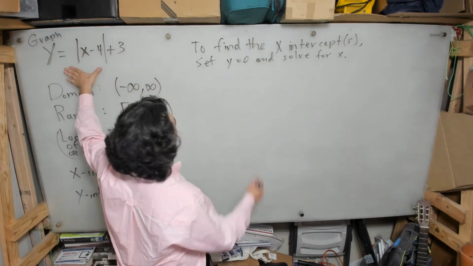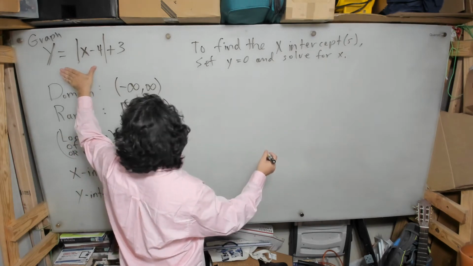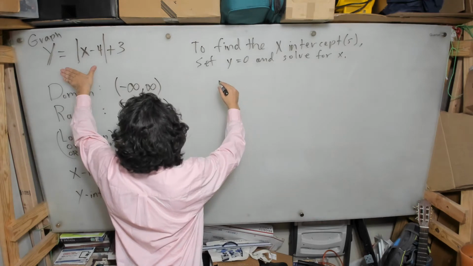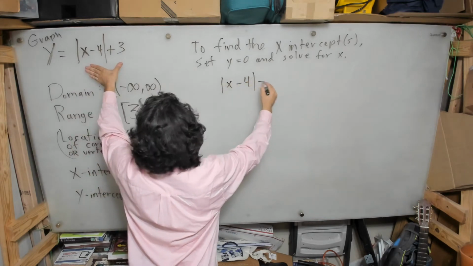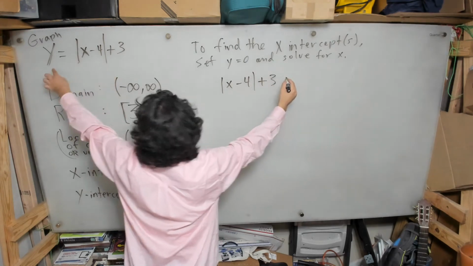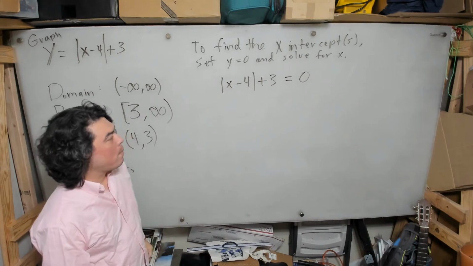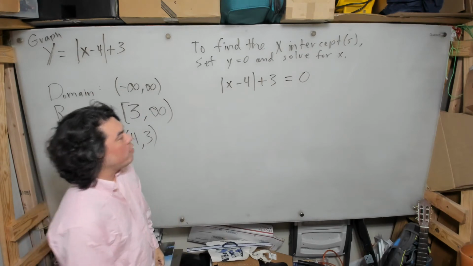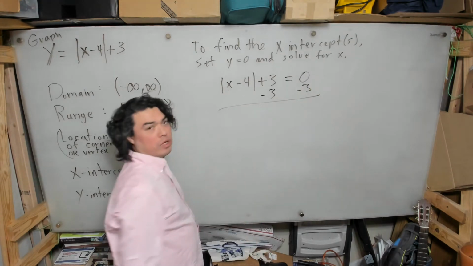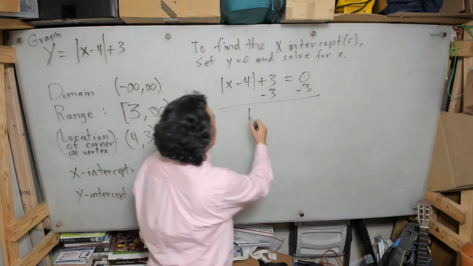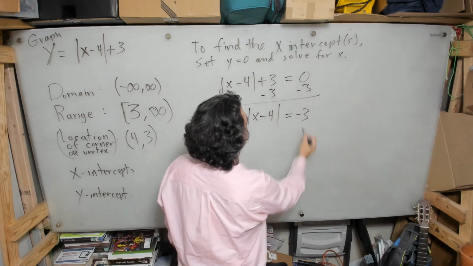So I look at this equation. I set the y equal to 0. So I get, let me write this on the left-hand side just for fun, and then I'm going to set it equal to 0. Now I'm going to solve it for x. Minus 3, because I'm trying to get the absolute value term by itself. Here I have x minus 4 in absolute value is equal to negative 3.